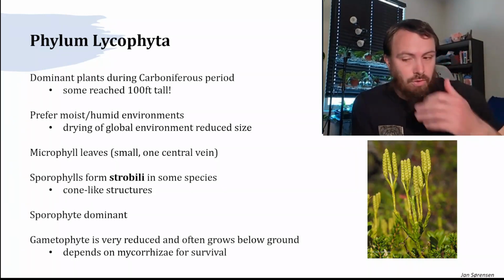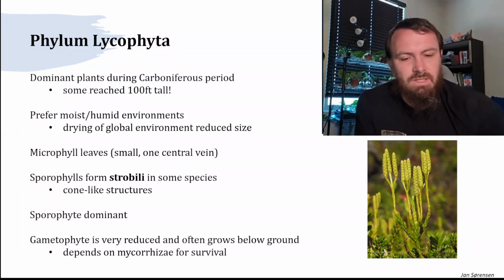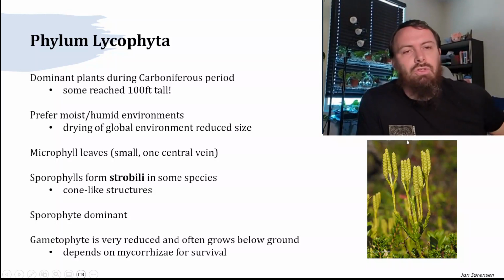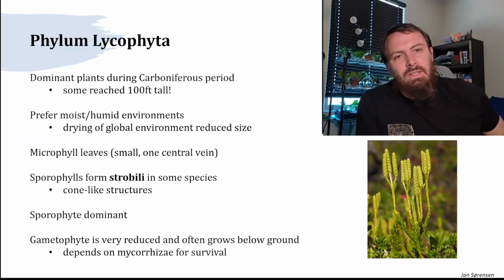Now they do produce sporophylls. So you can see those here in this picture. Little sporophylls here that form into a strobilus, which is actually what's in the picture. And the sporophylls are inside of there. And they have like a little cone basically to produce the spores for the sporophyte.